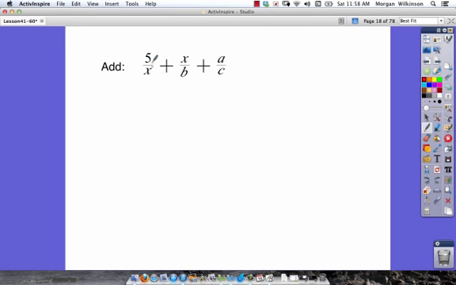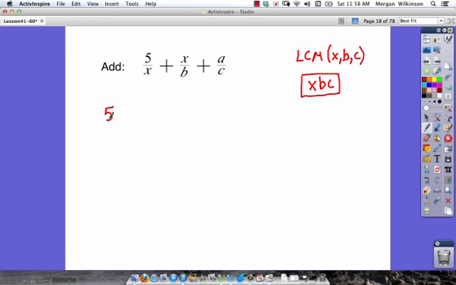Okay, here we have 5 over x plus x over b plus a over c. Now, what's the least common multiple of x, b, and c? Well, the least common multiple, the LCM, of x, b, and c must be equal to xbc. So that needs to be our new denominator.